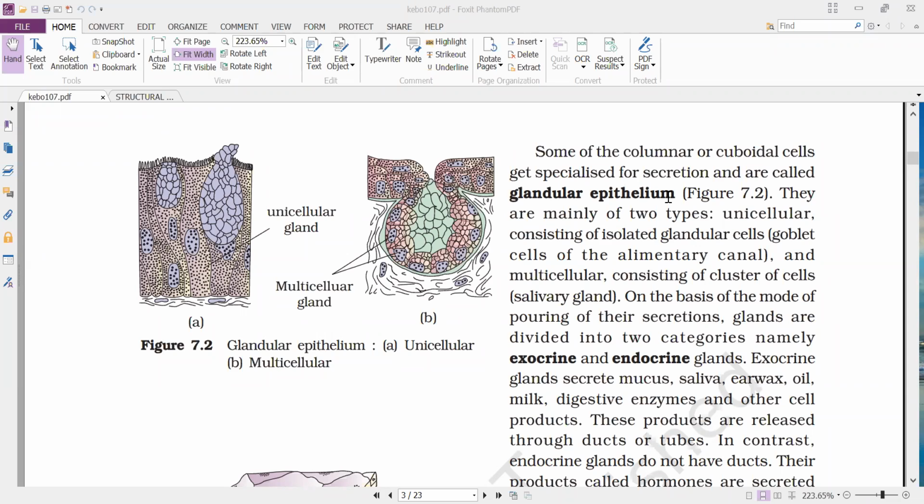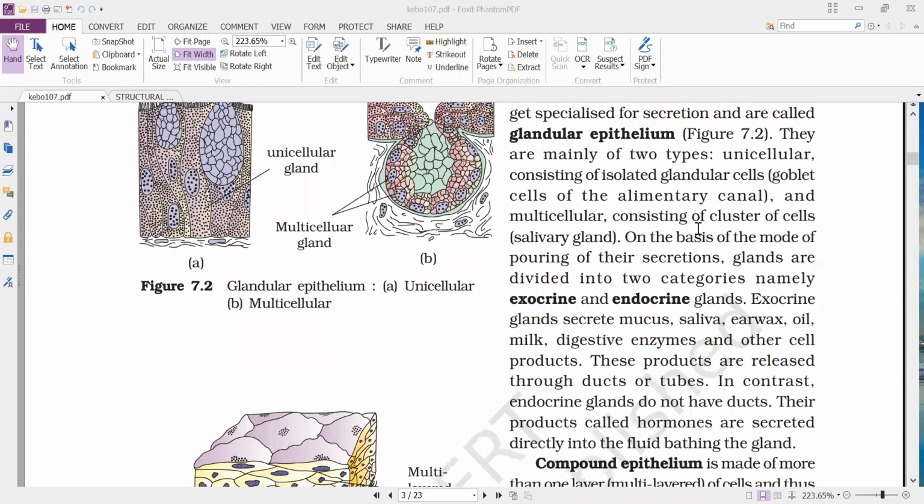When you observe this glandular epithelium, it is mainly of two types. Some are unicellular, and some are aggregates of these cells forming multicellular structures like glands. Unicellular means consisting of isolated glandular cells. They are unicellular in nature, consisting of isolated glandular cells.